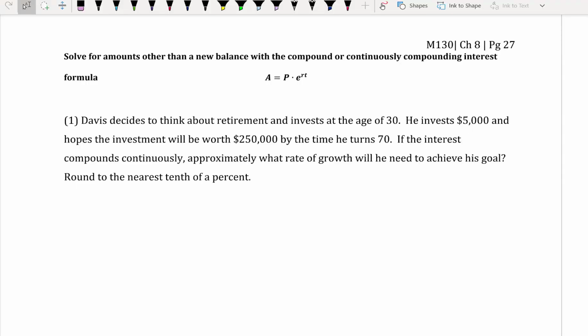Hello Math 130 students, we are going to pick up on page 27. We are going to solve for amounts other than a new balance with compound or continuously compounded interest.